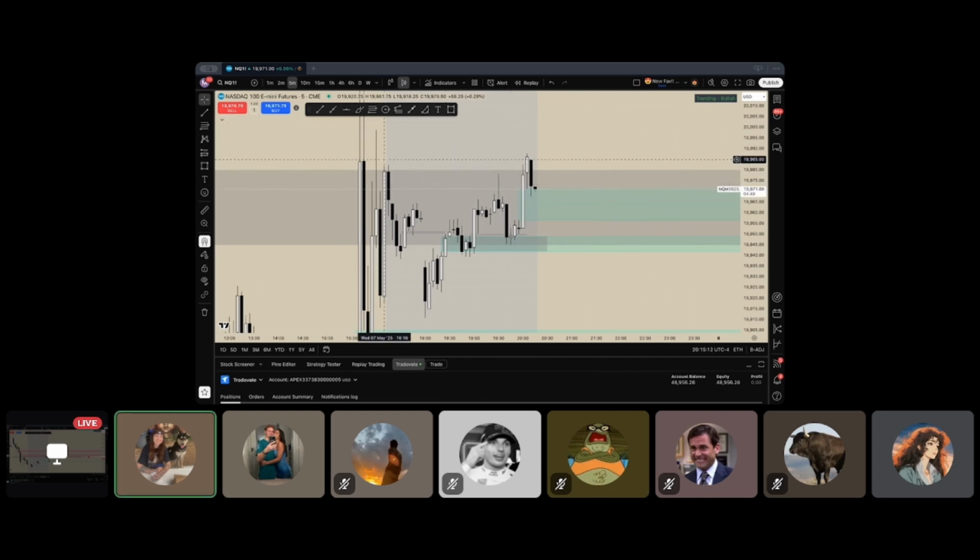NQ's having some major resistance right here. Oh, my fucking tooth hurts!